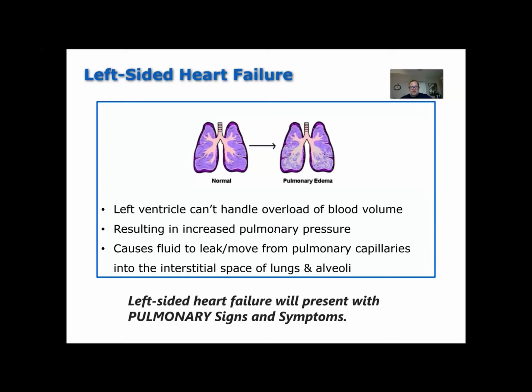Here's a quick resummary. The left ventricle can't handle the overload of blood volume, resulting in increased pulmonary pressure, which causes fluid to leak and move from the pulmonary capillaries into the interstitial space in the lungs and alveoli. Left-sided heart failure will present with pulmonary signs and symptoms. Remember, left is to the lungs, right? Here's normal, and then here you've got blood backing up into the alveoli.